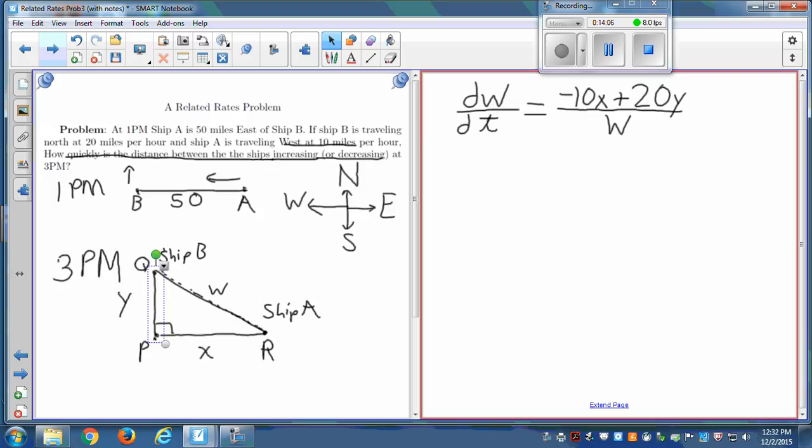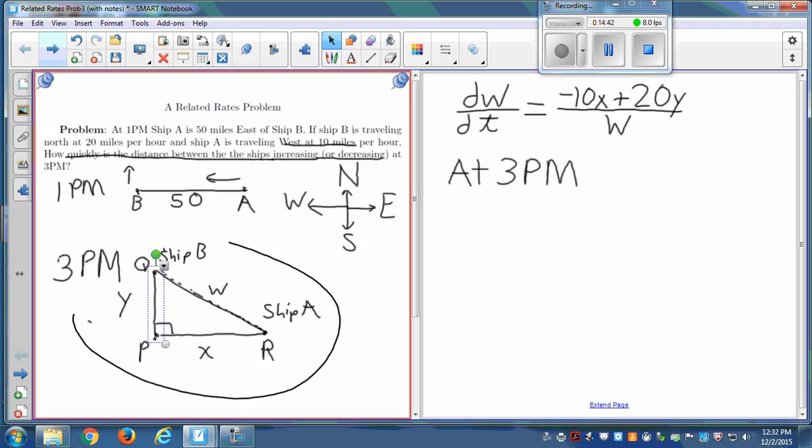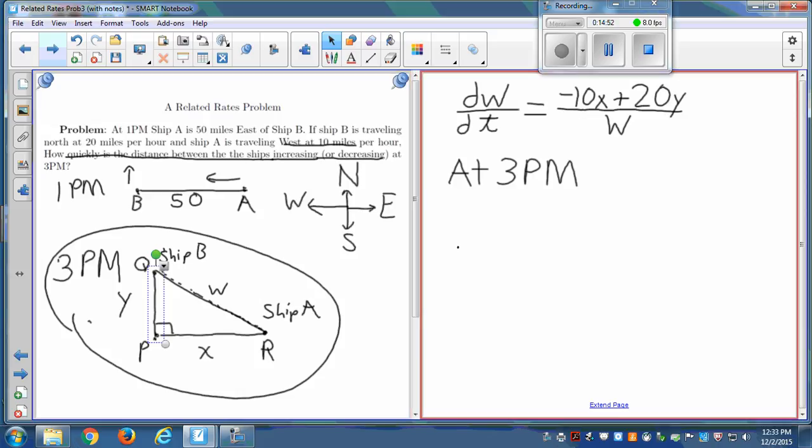Now remember, our goal in the end is to figure out exactly what dw/dt is at 3 p.m. So what's happening at 3 p.m.? According to our formula, we can figure out what dw/dt is at 3 p.m. as long as we know what x is at 3 p.m., y is at 3 p.m., and w is at 3 p.m. So let's see what our triangle over here looks like exactly at 3 p.m. Exactly at 3 p.m., our triangle looks like this. We have our point P there.